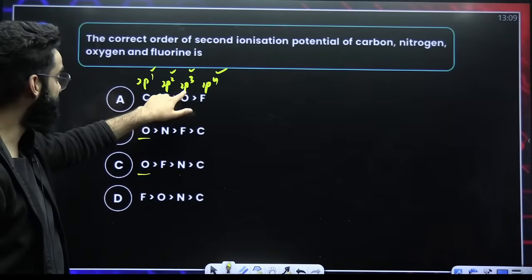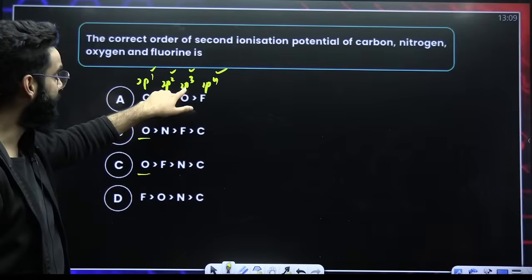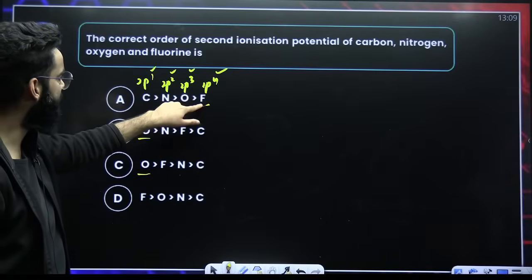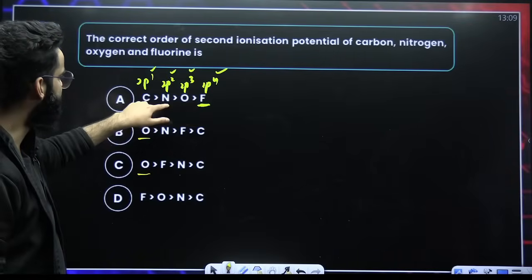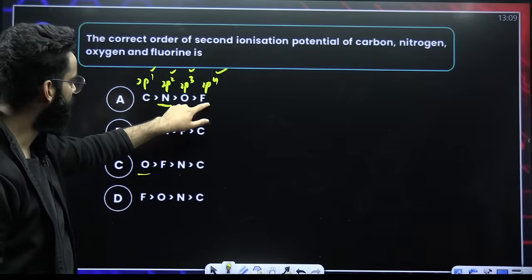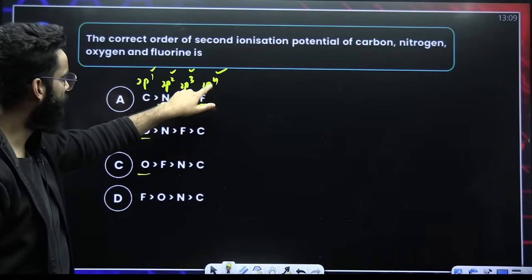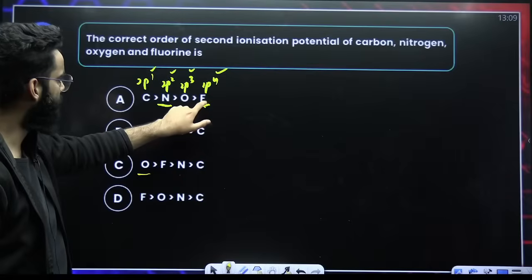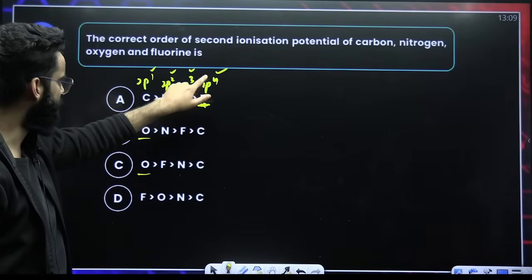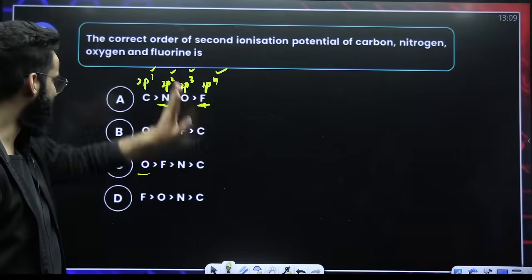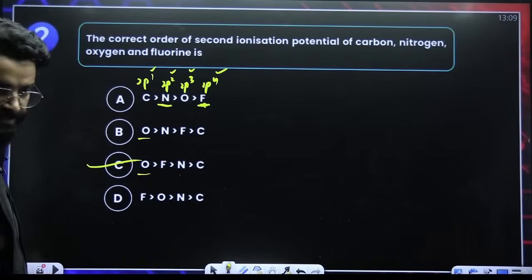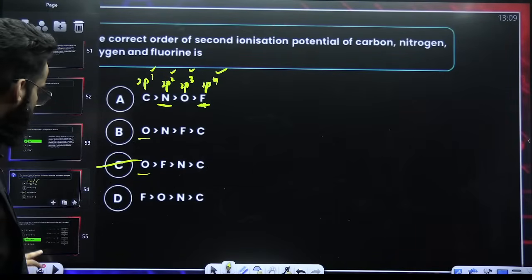Now the second electron here has to be taken from the half-filled 2p3 configuration. So the second ionization potential of oxygen is more. Here the electron has to be taken out from 2p4. Here the electron has to be taken from 2p2. But this is fluorine, right? 2p4 configuration. Here you have more protons, so to take the electron out from here will be difficult as compared to the 2p2 configuration. That's why I told you option C is the answer.